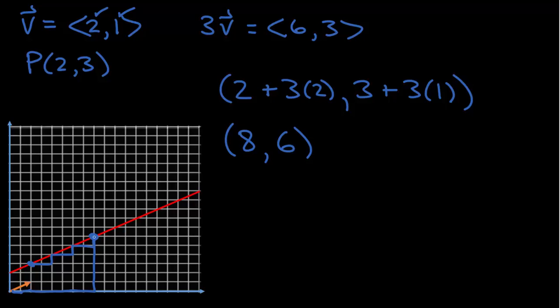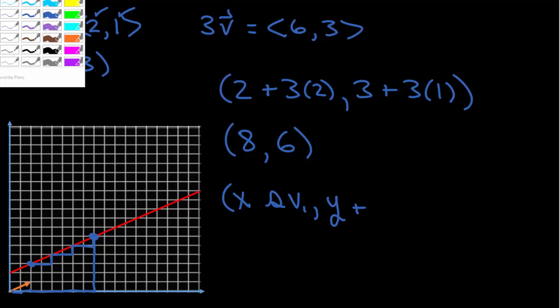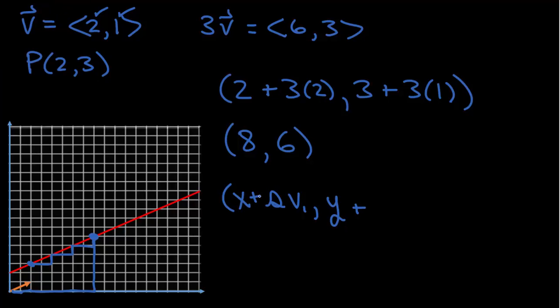Now, let's think about this. So what I'm saying is this. If we have a point on this line, (x, y), and if I add some multiple of the x component, I'm going to get an x coordinate that's on this line. And if I do the same thing to the y, whoops, this should be a plus. Sorry about that. Should be a plus right here. Okay, a plus. And this one is going to be a plus. Okay? That point is on the line as well.